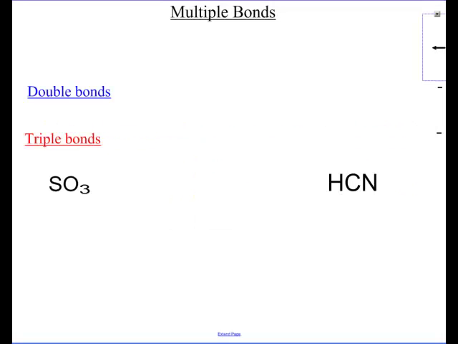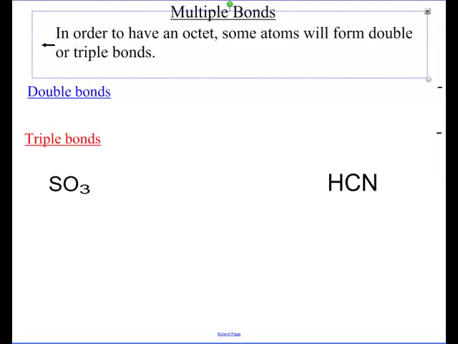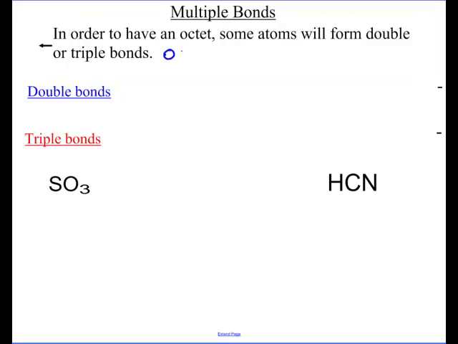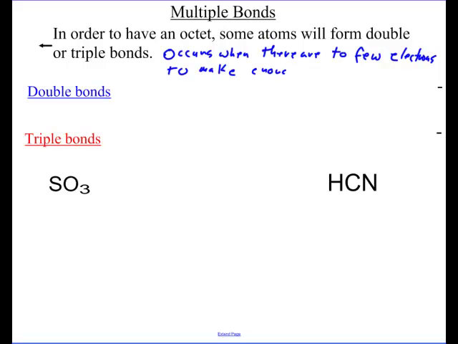We're going to deal with double bonds and triple bonds. Okay? In order to have an octet, some atoms will form double or triple bonds. And I might further add that this occurs when there are too few electrons to make enough bonds.